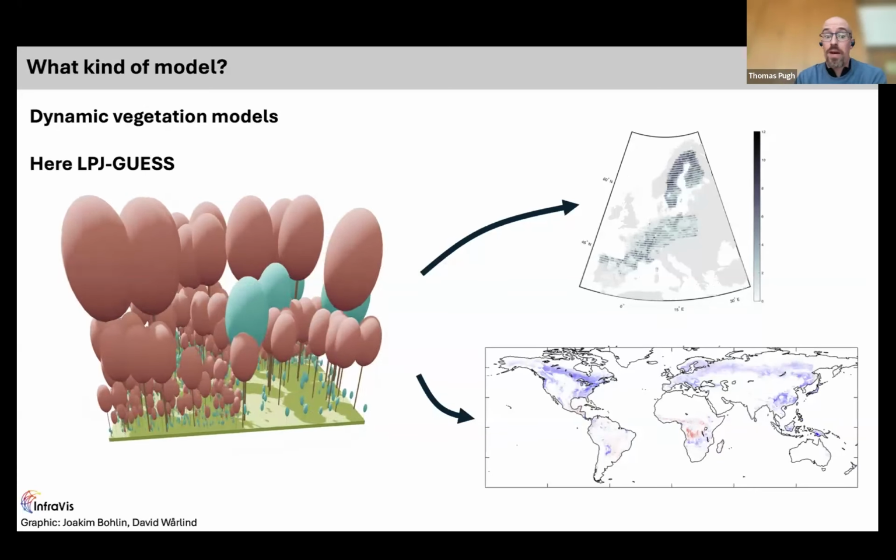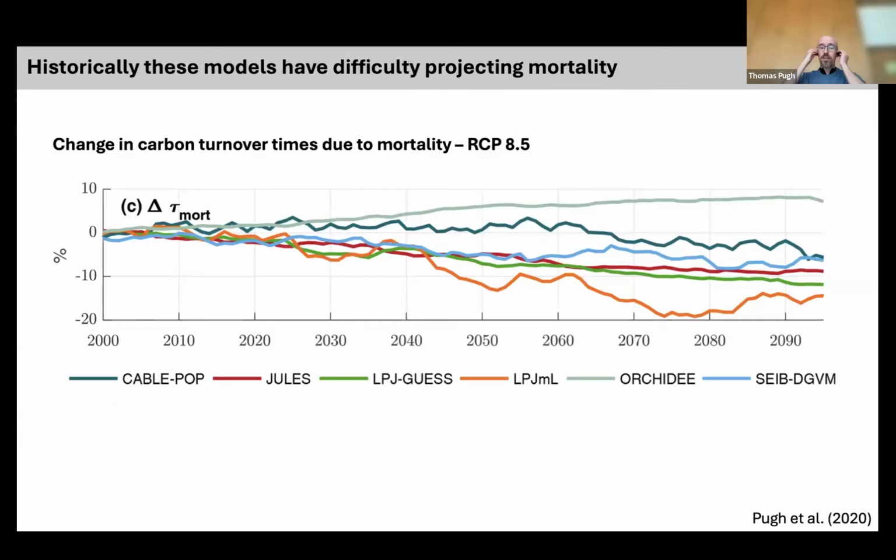The thing about these models is that historically, they haven't been very good at projecting tree mortality. So this is a comparison of different models we did. The simulations are now actually about 10 years old. We just ran them out into the future under strong climate change and asked, what do they do in terms of carbon turnover times with respect to tree mortality.